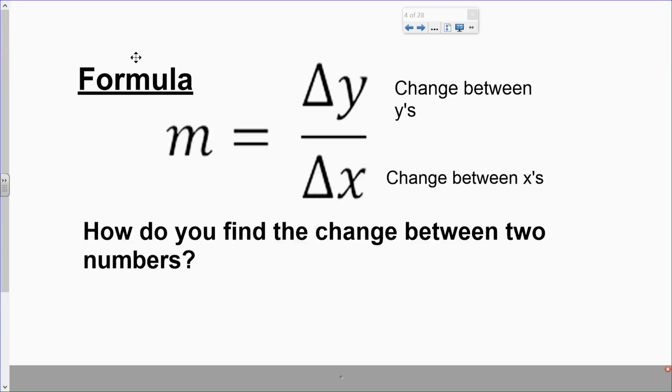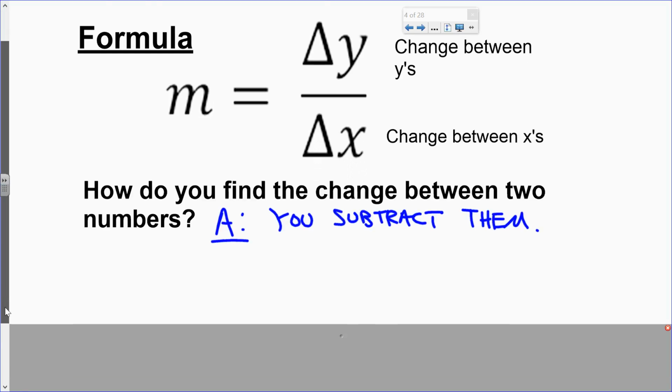So how do you find the change between any two numbers? Here's how you do it. The answer, Rodriguez, the answer is you subtract them. That's how. We'll put A, the answer, you subtract them. How do you find the change? You subtract them. Example.